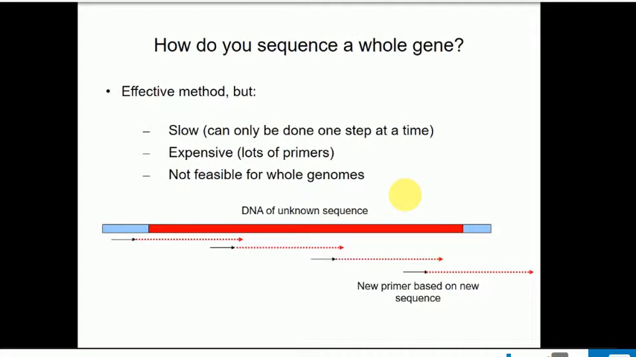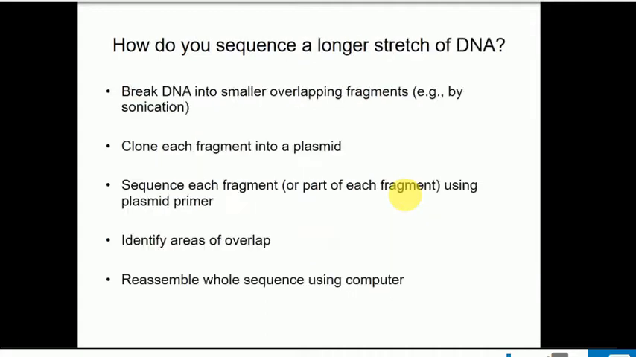If the people who started sequencing bacterial genomes in the late 80s had started this way, they'd still be at it. They'd still be laboriously walking their way around the chromosome, making new primers every 2 or 3 days. It really wouldn't have been a good way to do it. So we need a method that's going to work with bigger pieces of DNA.